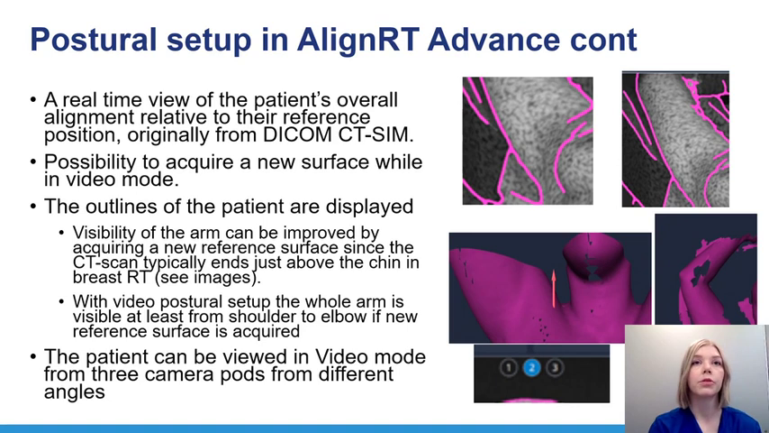Visibility of the arm can be improved by acquiring a new reference surface, since the CT scan typically ends just above the chin in breast RT, and with video postural setup, the whole arm is visible, at least from the shoulder to the elbow, if a new reference surface is acquired. We felt this was very practical in the arm setup and also the extremity setup. The patient can be viewed in live video mode from 3 different camera pods from 3 different angles, and this of course improves the accuracy in the setup.